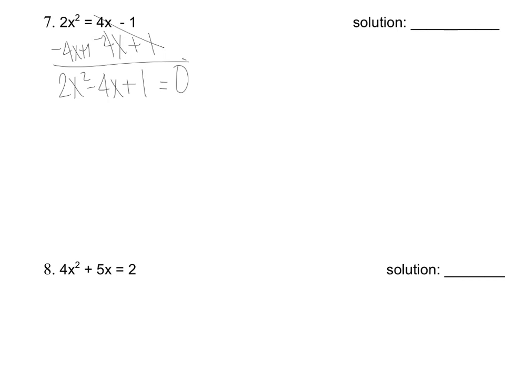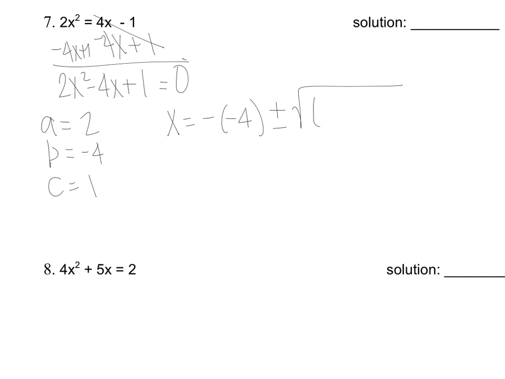Okay, so I'm going to find a, b, and c. A is 2, b is negative 4, and c is 1. So plugging into your formula, it's negative b, so negative negative 4, plus or minus the square root of b squared minus 4 times a times c over 2 times a.